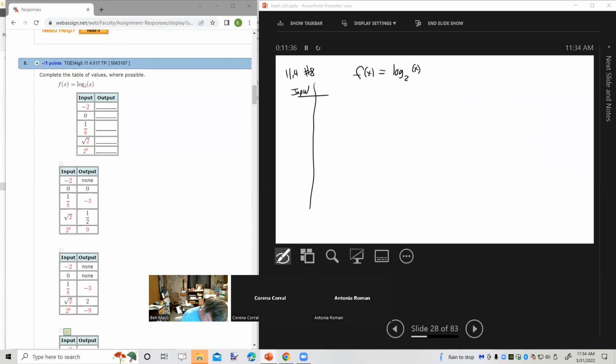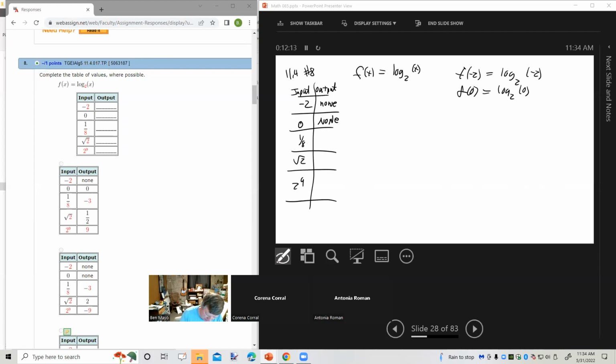So input, output. When the input is -2, we'd have f of -2 equals log base 2 of -2. Recall that you can't take the log of a negative number, so this is going to have no output. Likewise, you can't take the log of 0, so this is going to have no output. So we've got 1/8 and the square root of 2 and 2 to the 9th power.